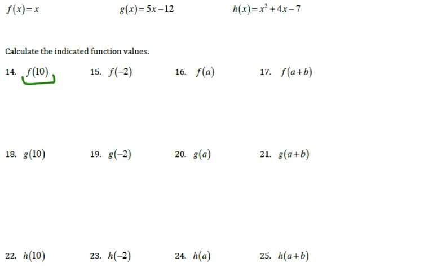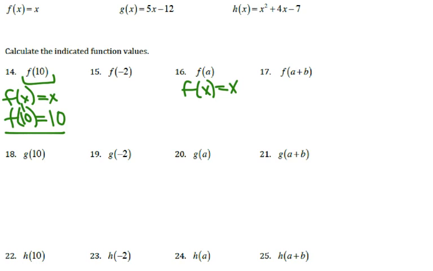So when we see something like this, it's saying, take our function, but instead of x, let's put a 10 in there. If we're putting a 10 in for x, everywhere there's an x, we put a 10. So f of 10 equals 10. When we put 10 into this function f, we get 10 back. Number 16, f of x equals x. Put in an a instead, and you just change x to a. Same with 17.